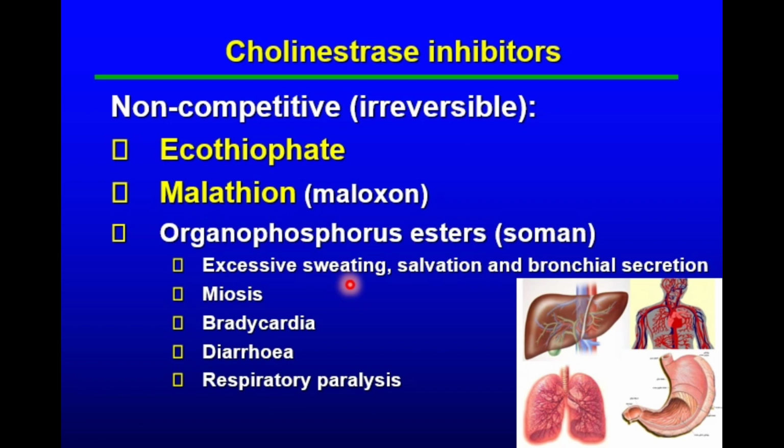Anticholinesterase poisoning may occur from exposure to insecticides or nerve agents. Inhibition of acetylcholinesterase delays biotransformation of acetylcholine, resulting in excessive sweating, salivation, and bronchial secretion, miosis, bradycardia, and diarrhea. When acetylcholinesterase is inhibited by about 80%, depolarizing block can occur at the neuromuscular junction, as we have explained for succinylcholine. This leads to respiratory paralysis.